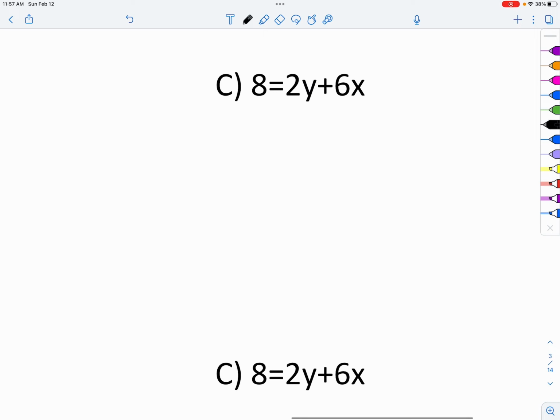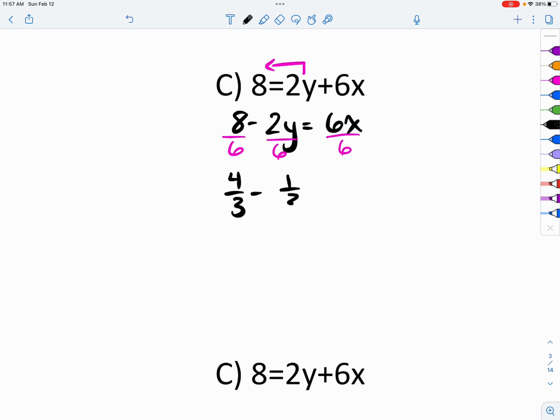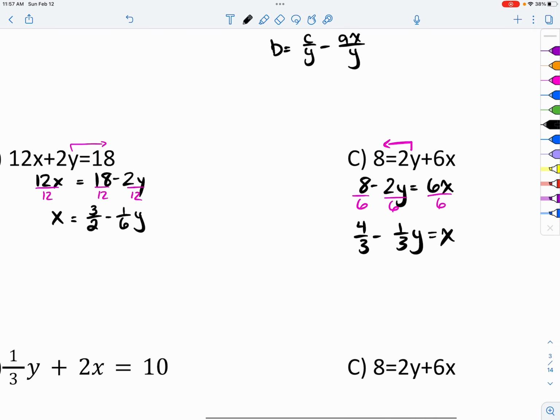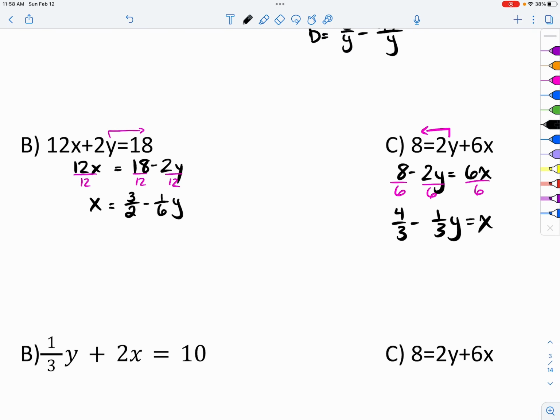And last one that we're going to isolate for x, 8 equals 2y minus 6x. Let's move that y term over here. And then divide everything by 6. Reduce those fractions. There you go. So rearranging for x, that's something we do in the concept of substitution. So it is something that we will do.